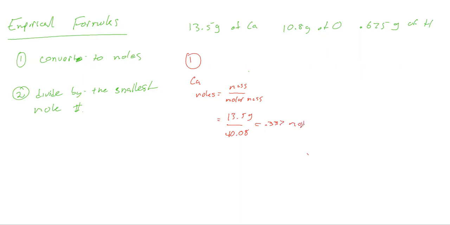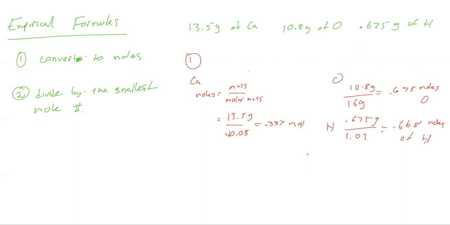Whenever we do all that out, we get that we have 0.337 moles of calcium. Then we're going to want to do it for oxygen. For oxygen, we have 10.8 grams of oxygen divided by 16 grams per mole of oxygen, and we find that we have 0.675 moles of oxygen. And finally, we have to convert our hydrogen into moles. So in this case, we have 0.675 grams of hydrogen divided by the molar mass of hydrogen, which is 1.01, and that gives us a grand total of 0.668 moles of hydrogen.